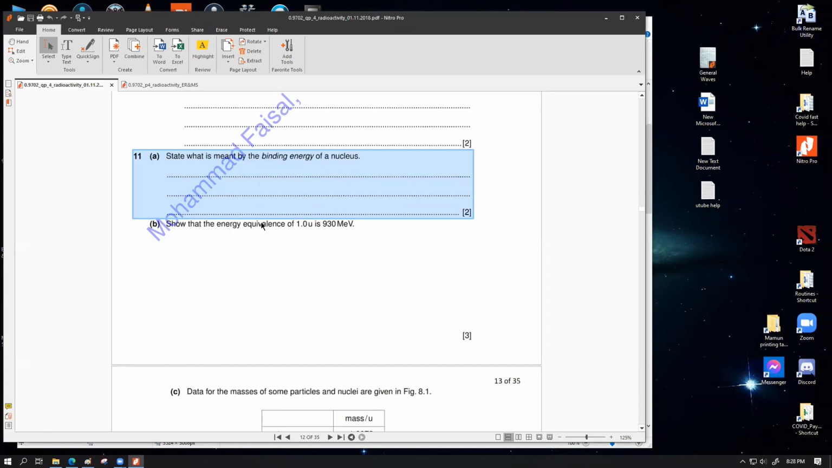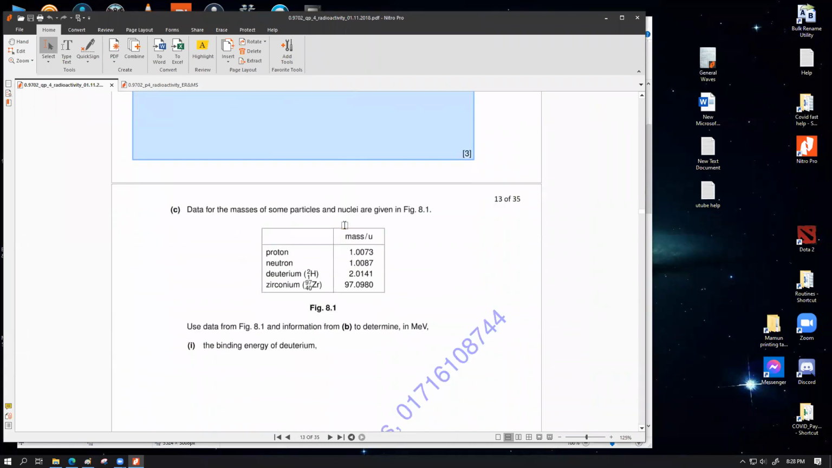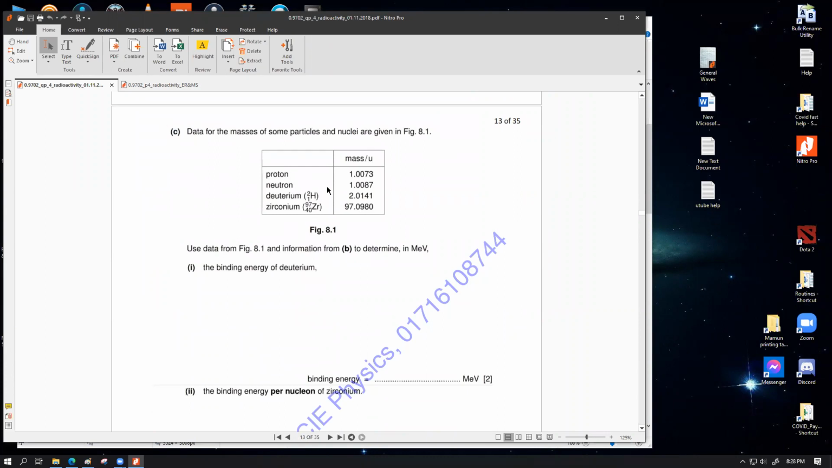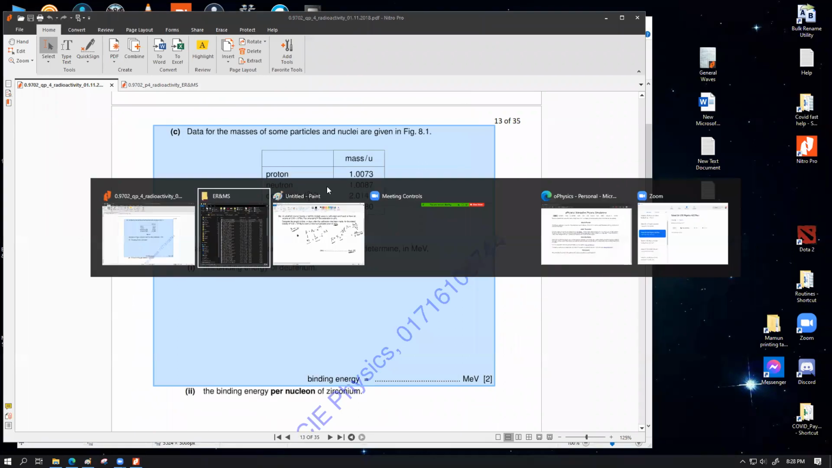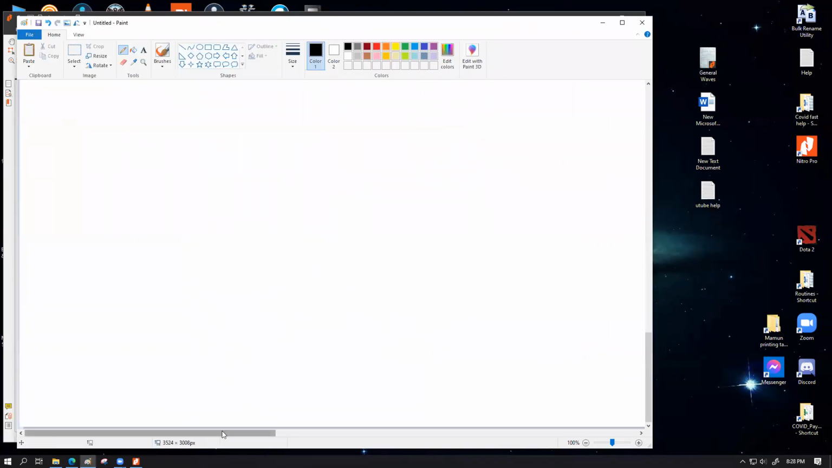Show that the energy equivalence of 1 U is 930 megaelectron volt. How to do this: this part is not repeated because you have seen it before, I taught you this earlier. Okay, part C is what I'm really interested in. Have a look at part C. Let me copy this here.